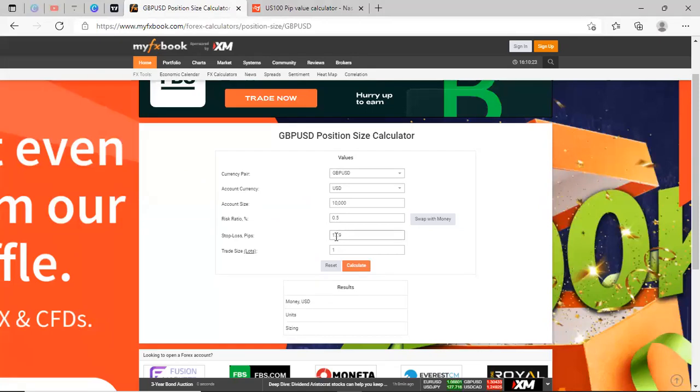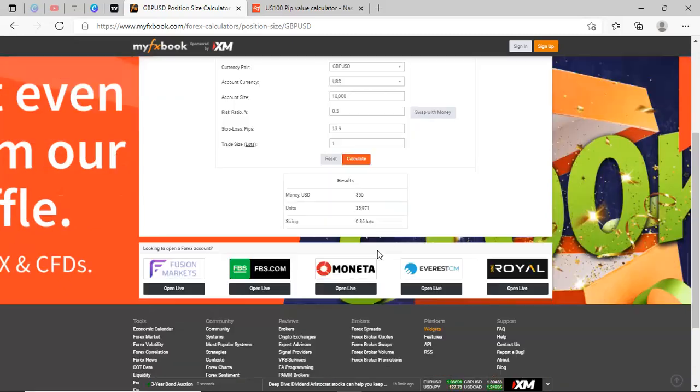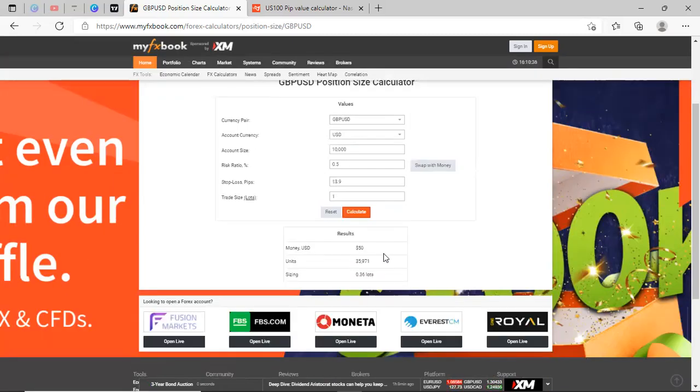That is, we are having a stop loss of 13.9. For the trade size lot, just leave it as 1. Do not alter this one. Then you click calculate. By the time you click calculate, this will automatically generate the amount you are risking. So now this is telling us that on this trade we want to take on GBP USD, we'll be losing 50 US dollars, okay? And this is the lot size you are going to use, 0.36.